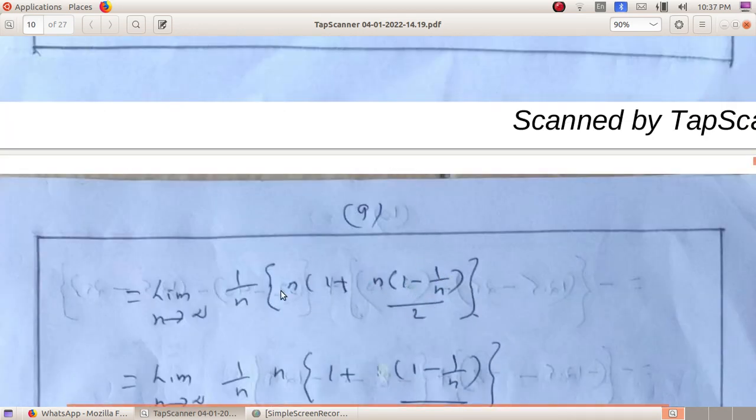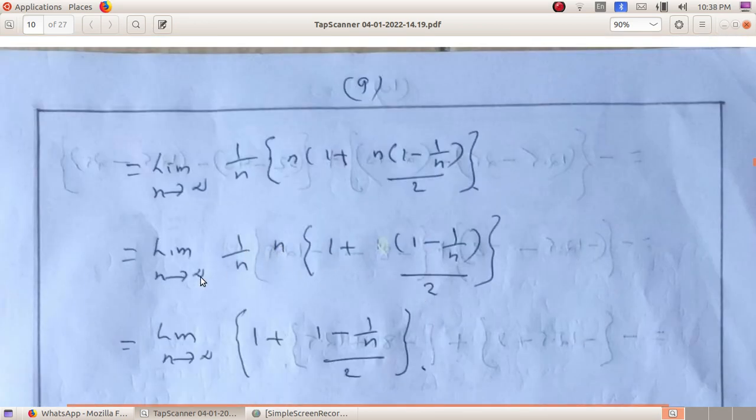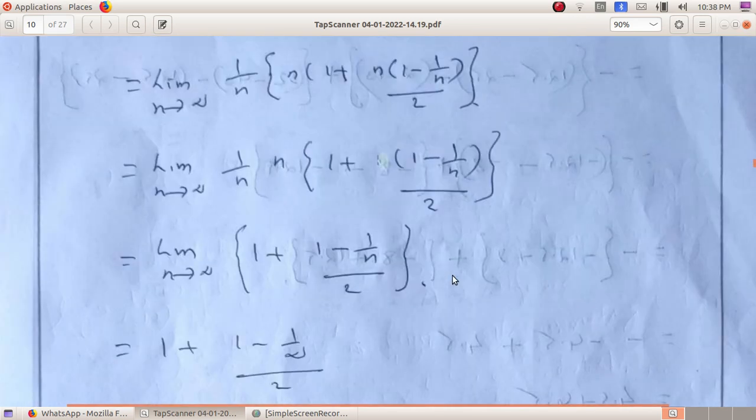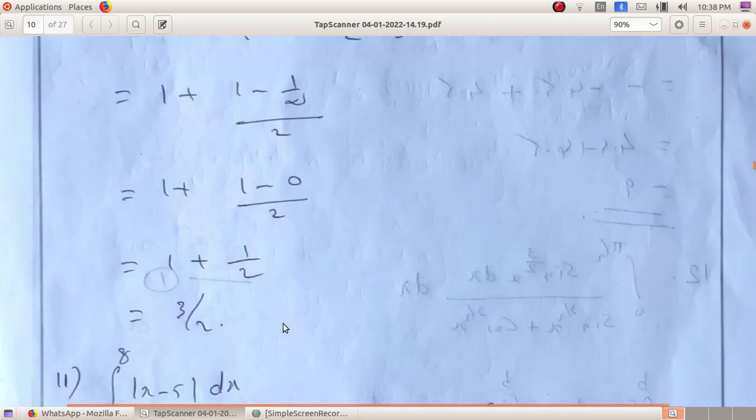Then this n and this n can be taken outside, so 1 plus 1 minus 1 by n by 2. Right, these n's are cancelled. When n tends to infinity, what? 1 by infinity by 2. 1 by infinity is what? 0. So 1 by 2. Right, 1 plus 1 by 2 is 3 by 2.